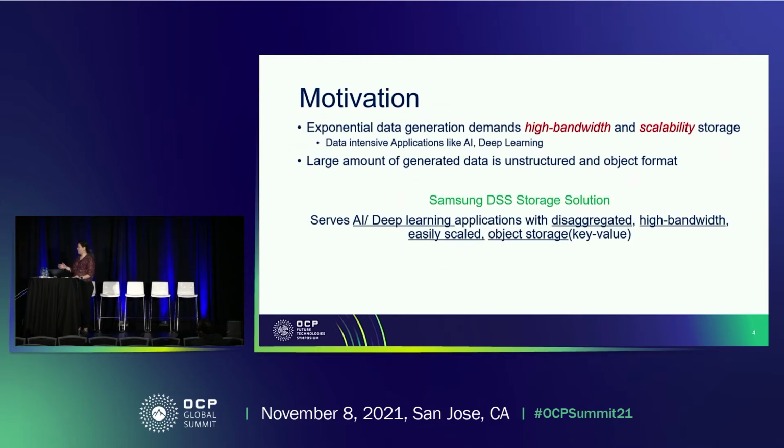We all know that data is being generated exponentially, and it demands high bandwidth and high scalability. The very data-intensive applications that we know are AI and deep learning applications. Also, there is a large amount of unstructured or object-format data. So the Samsung DSS storage solution provides AI and deep learning applications with a high bandwidth, disaggregated, easily scaled object storage system.